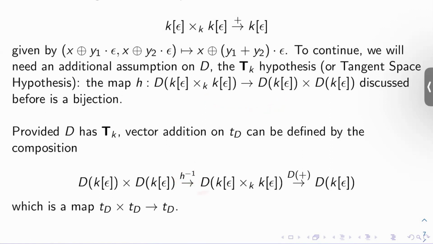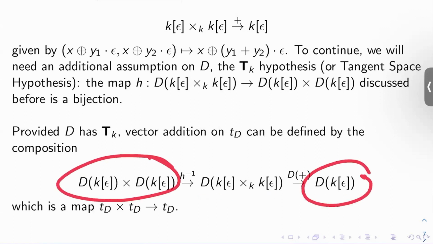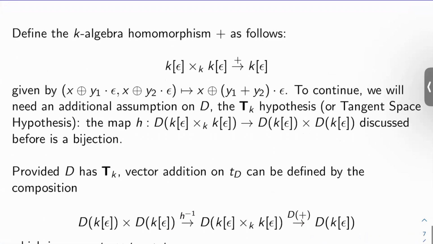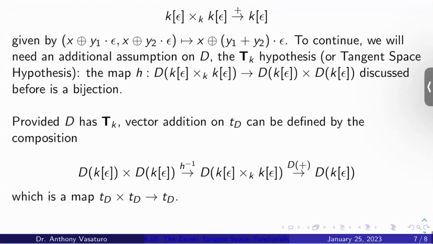to give you a bijection from D of dual numbers cross dual numbers. Now you already have a plus map from dual numbers cross dual numbers to dual numbers, and D is a covariant functor. So there should be a D of plus map from D of dual numbers cross dual numbers to D of dual numbers. So now we have an addition law on the Zariski tangent space, a map T sub D cross T sub D to T sub D. And you can check all the vector space axioms are satisfied.